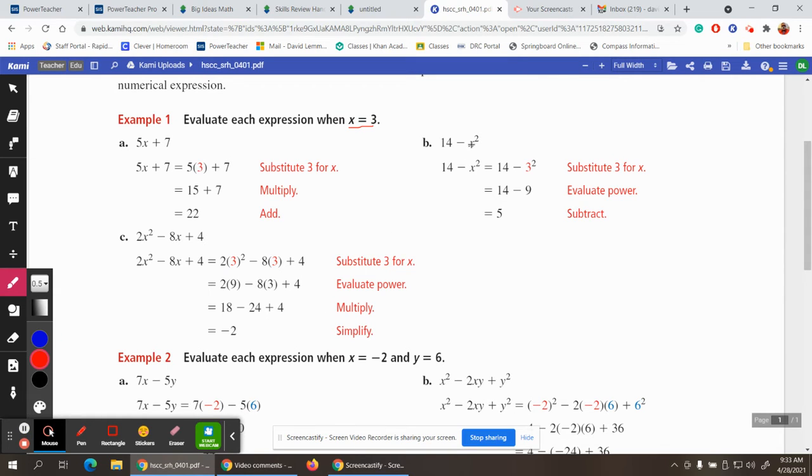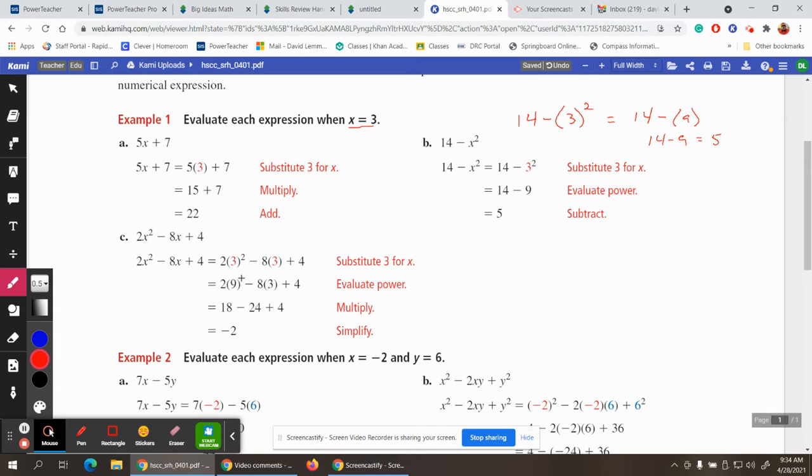14 minus x squared. Remember, whenever you do this, all right, I don't really like this example here. You've got to do 14 minus parentheses 3, and then the square on the outside. That is your best way to write this, so that you do not end up getting this wrong, because then you square the 3, which is 3 times 3, which is 9, so it's minus the parentheses 9, which is 14 minus 9, which is, of course, 5. Okay, this is a cleaner way to do this.